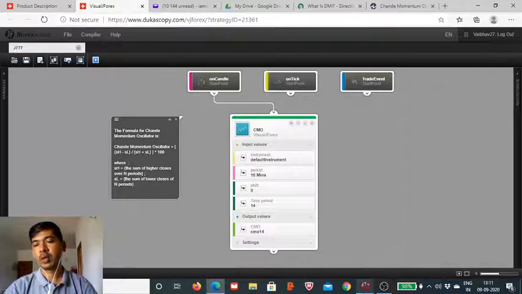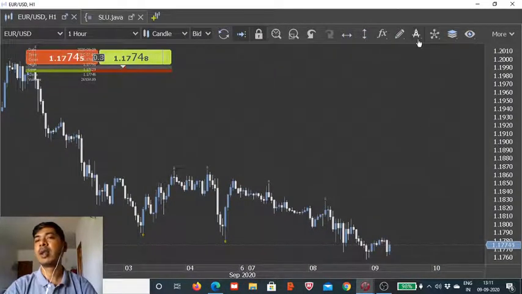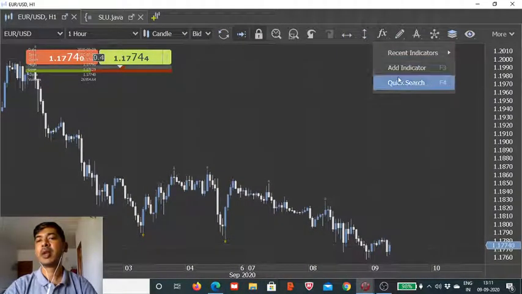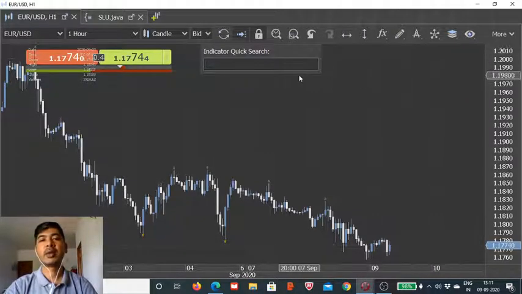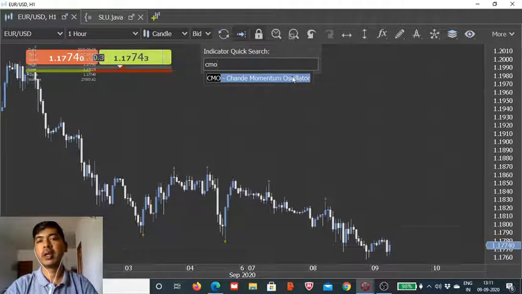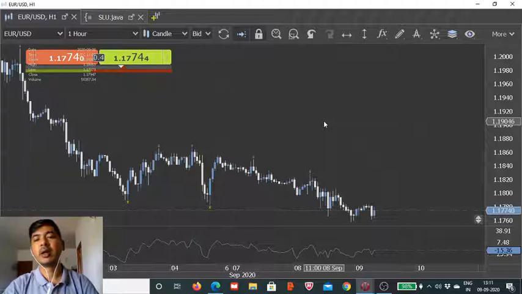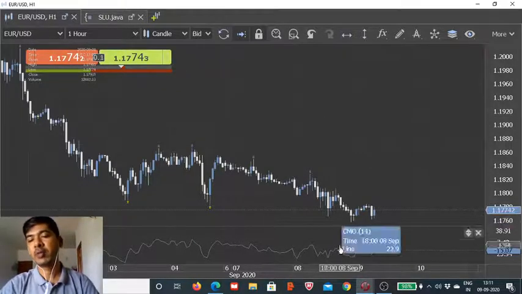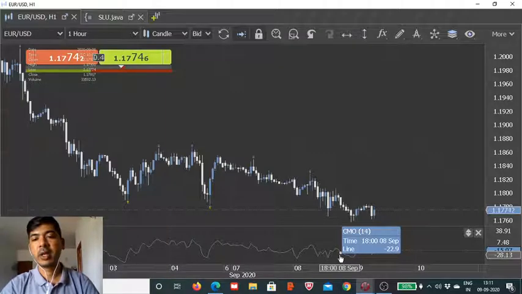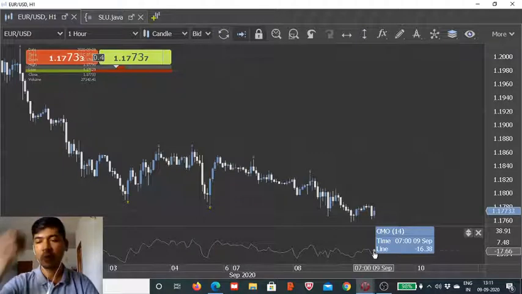Let us go to the Visual JForex platform. Here on the charts we will add the CMO indicator so that it will be easier for you to understand how this oscillator works and how we can use this to design the profitable setup. So here it is the CMO taken for Euro USD on the hourly time frame, and the time period here is of default 14.